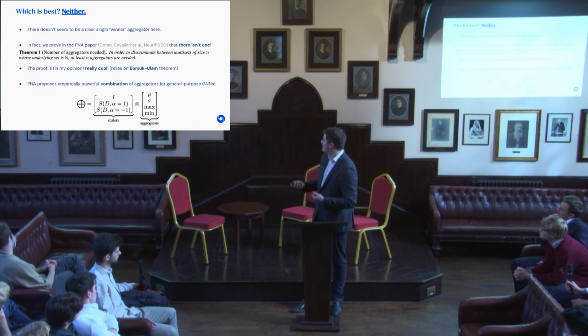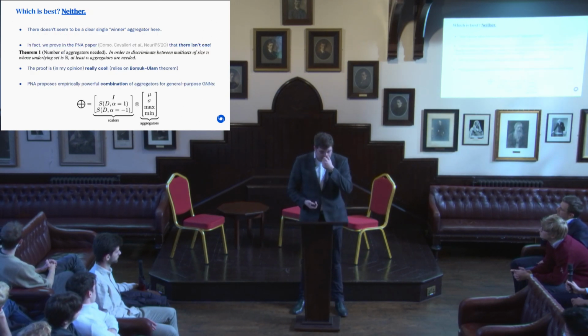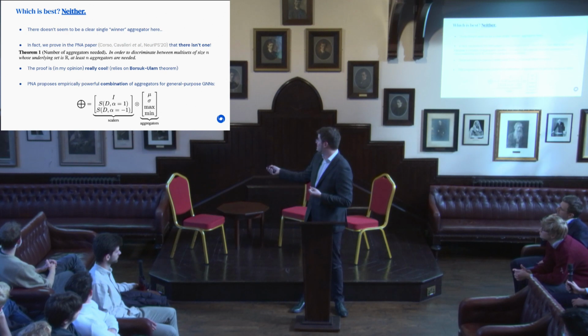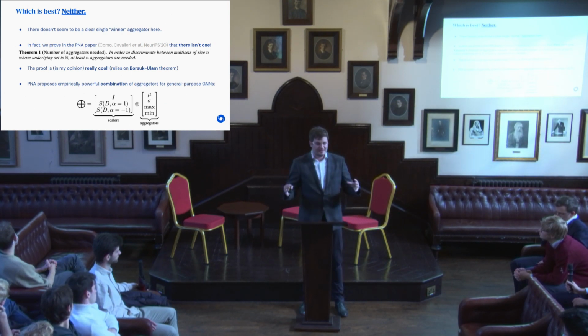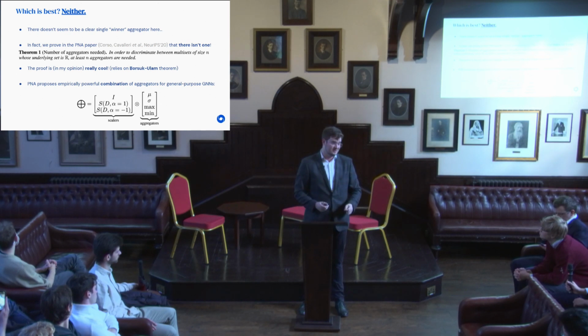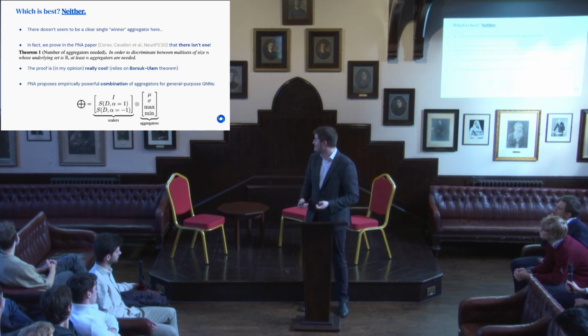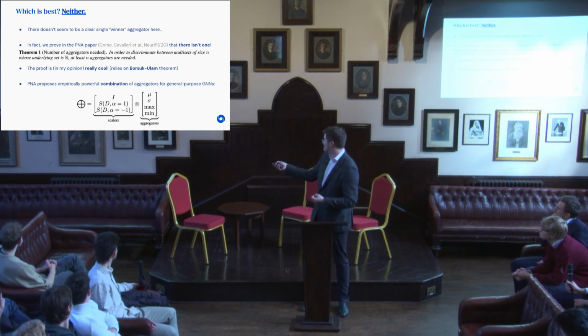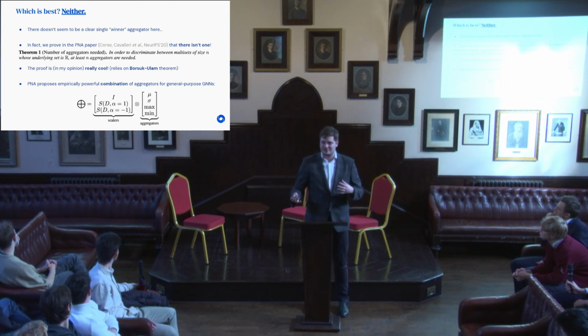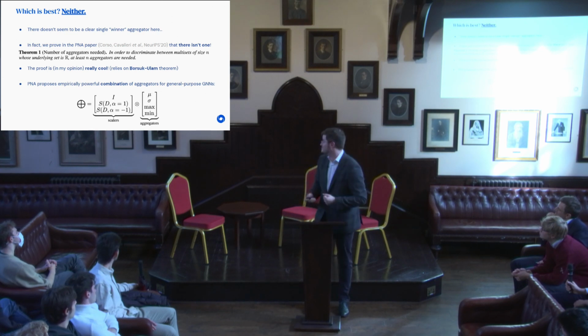And it turns out we went on and investigated this, and we published a paper at NeurIPS last year, which showed that there doesn't seem to be a winner aggregation function, and we actually prove that there isn't one. If you have n neighbors, to be able to clearly tell apart the neighborhoods, you need at least n aggregators. For those of you that are mathematically inclined, I would ask you to take a look at the proof in this paper. In my opinion, it's really cool. It uses the Borsuk-Ulam theorem and basically spheres in n dimensions.